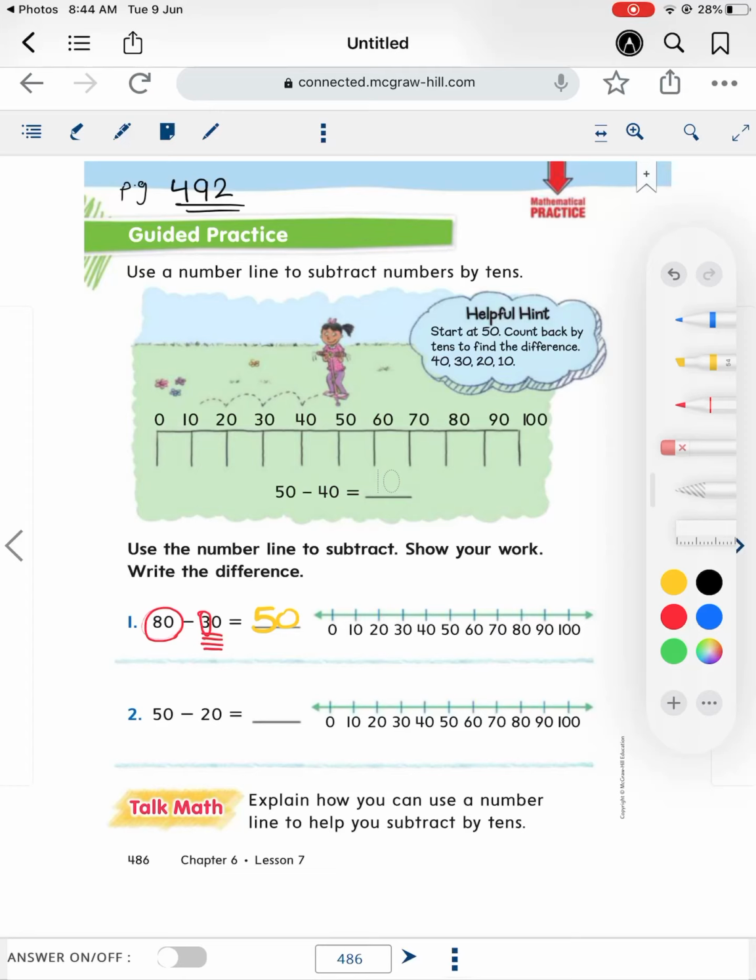So let's do question number 2. 50 minus 20, this is 50, we have to jump 20. 20 means 2 because 2 tens. Let's jump back, 1 to 10, 20. What is the answer? 30.